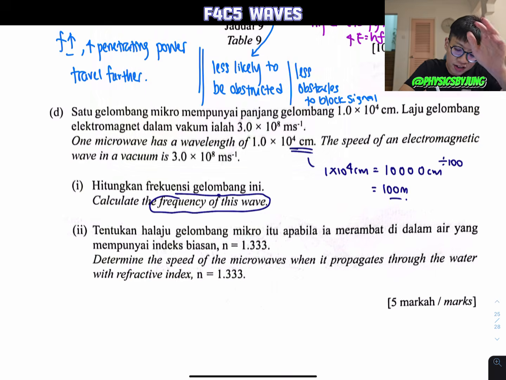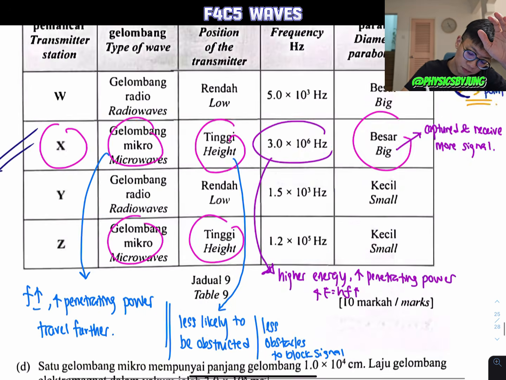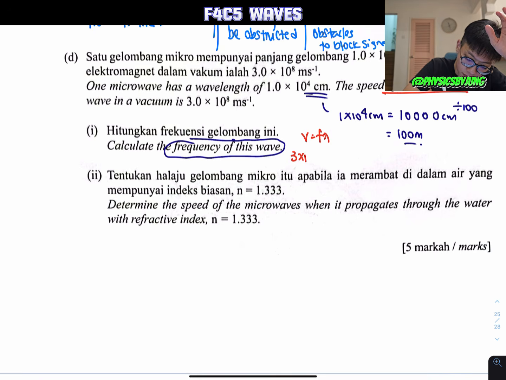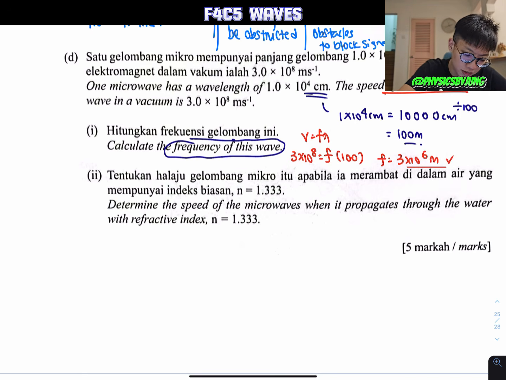So we have v equals f lambda. So my velocity is how much? The speed of the electromagnetic wave is 3 times 10 to the power of 8. My wavelength is 100 meters. So what's my frequency here? It will be 3 times 10 to the power of 6 hertz. That's it. Very simple, because it's frequency.